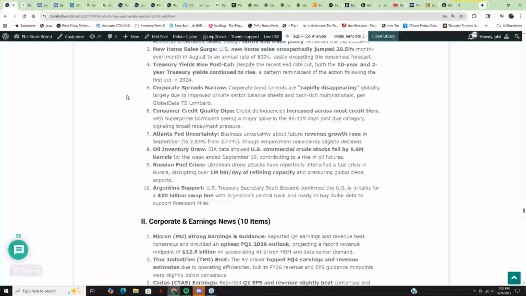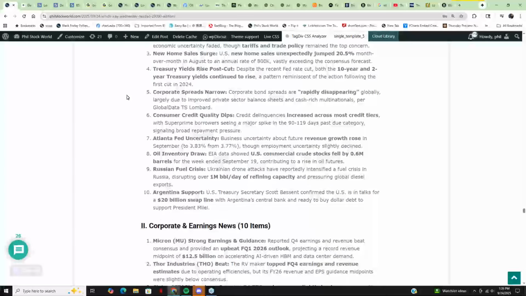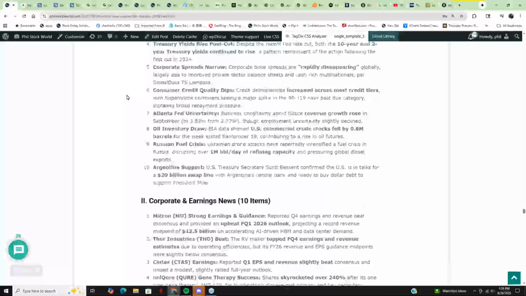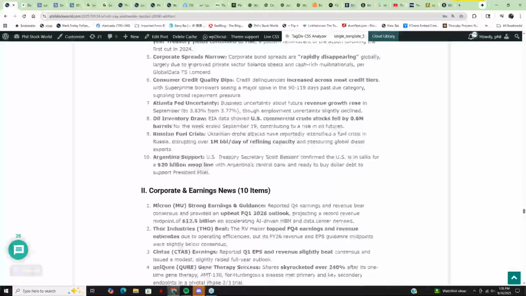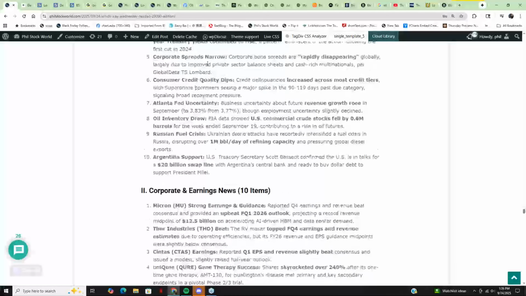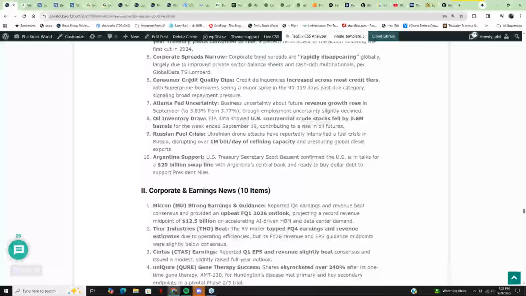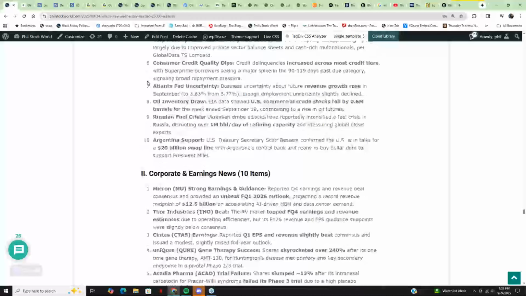Treasury yields, in fact, there you go. The opposite of new home sales, treasury yields are going up. You would think that would stop people from buying new homes. Corporate spreads are narrowing. Corporate bond spreads are rapidly disappearing globally due to improved private sector balance sheets and so on. So in other words, corporate bonds are getting close to the price of regular bonds. That's why you're seeing a bunch of announcements of companies raising capital, because they're getting good prices for their debt.